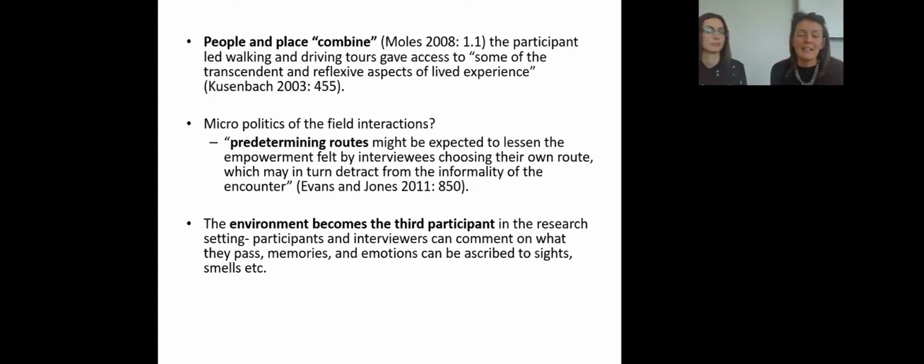And importantly, and I think this is really lovely, whether you're doing a walking or driving tour, the environment becomes the third participant in the research setting. Participants and interviewers can comment on what they pass, and memories and emotions can be ascribed to sights and smells. And when thinking of driving interviews in particular, because I haven't really spoken at length about that, you need to consider, again, what is your research question? Why are you doing driving interviews?